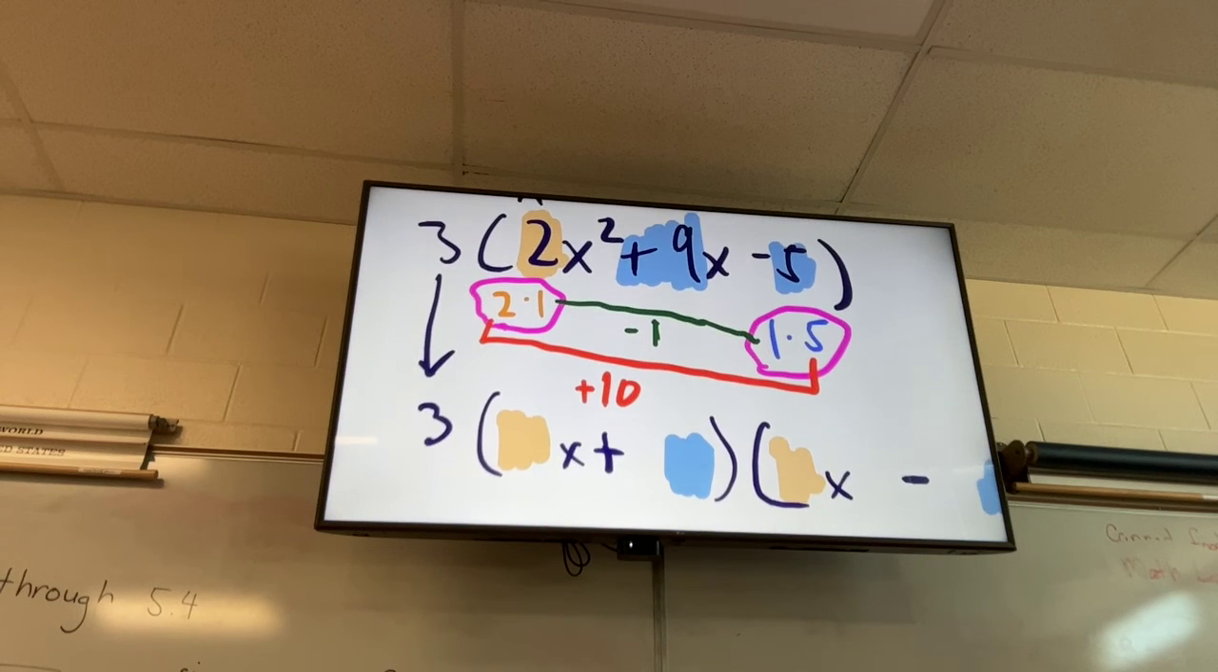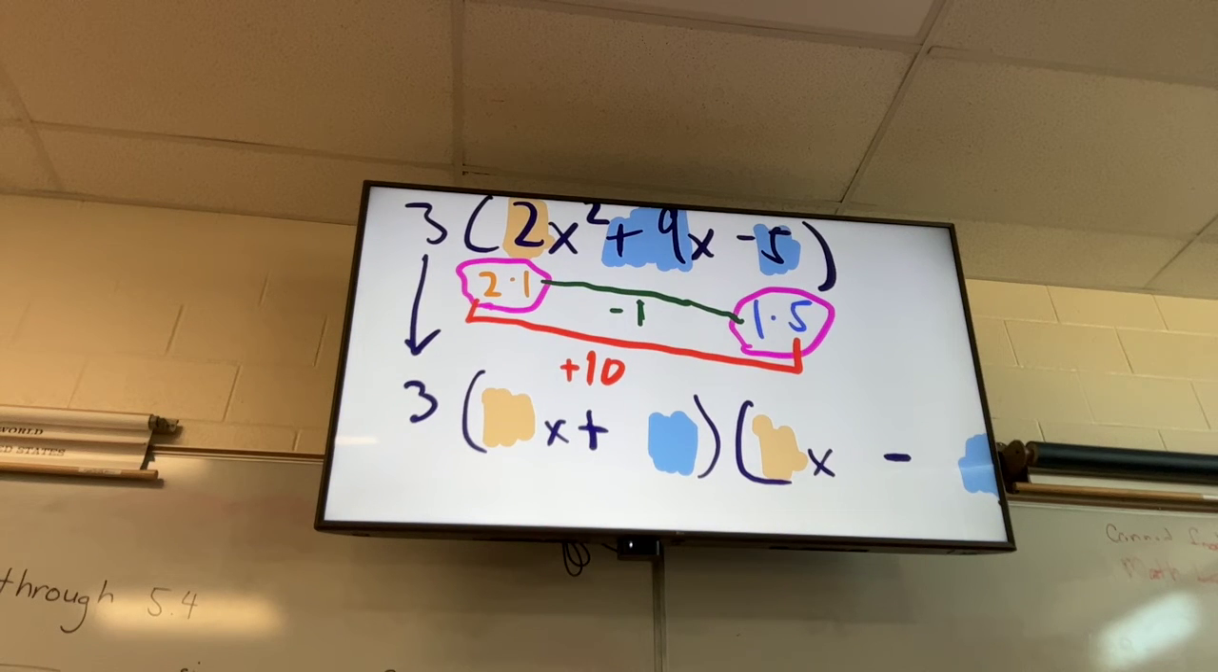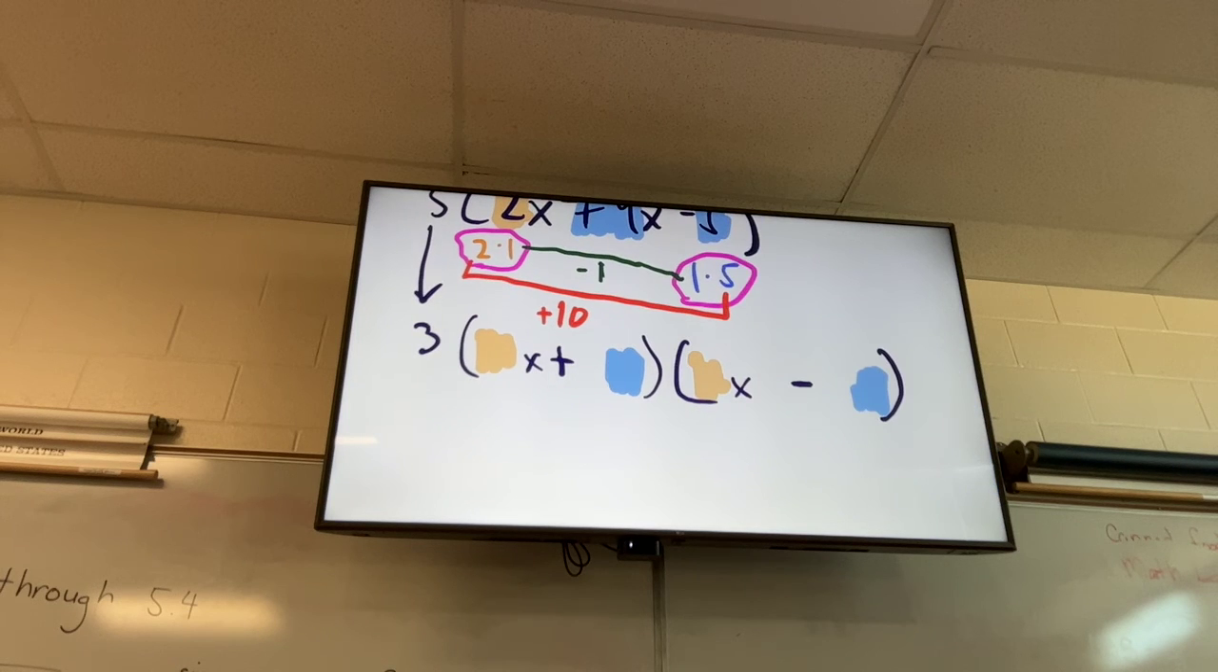Okay. So let's think about this. We need the 5 to be positive. The 5 needs to go with the positive 10. So where do I put the blue 5? Do I put it in the first blue space or the second blue space, and why? Yeah, good job. Why the first one? Good job.